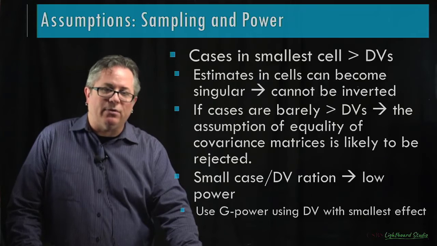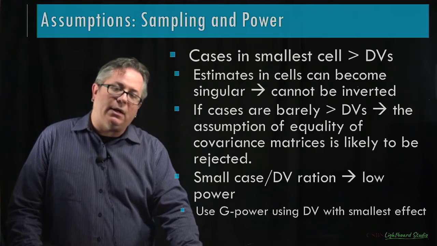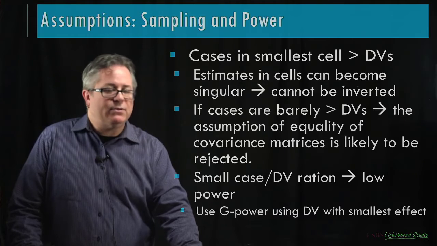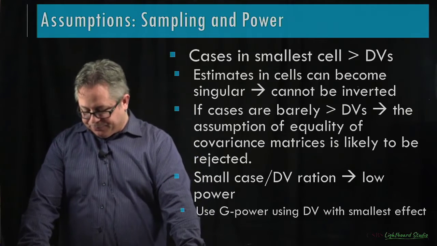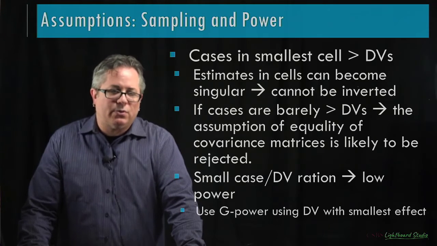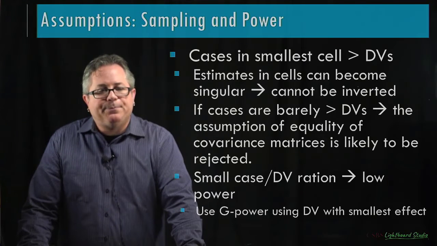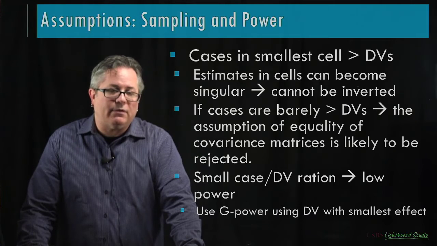You may actually get an error if you're trying to run this in SPSS saying, error cannot invert matrix or something like that. If you just have about the same number of cases as DVs, or just barely more than DVs, it's still a problem in the sense that you may end up violating this assumption that we'll talk about shortly, called the equality of covariance matrices, and it may mean that you have some biased results and other issues because you're not meeting that assumption.